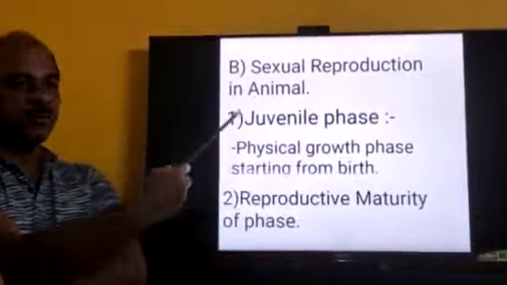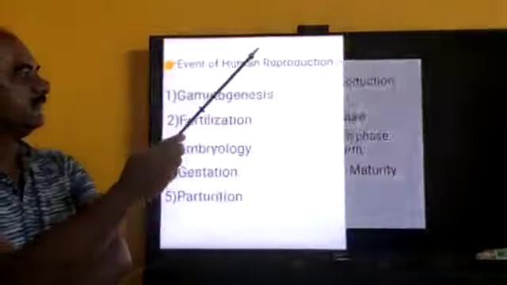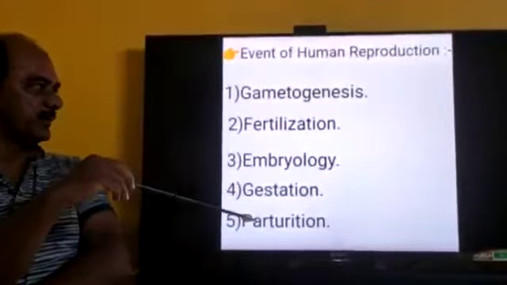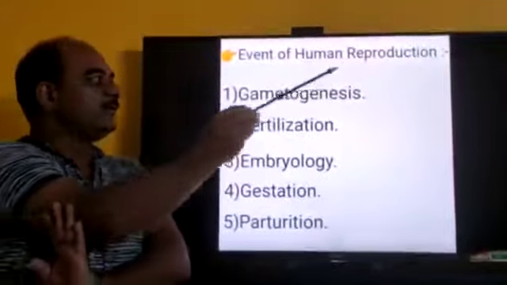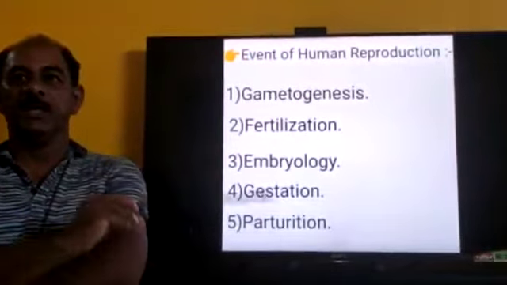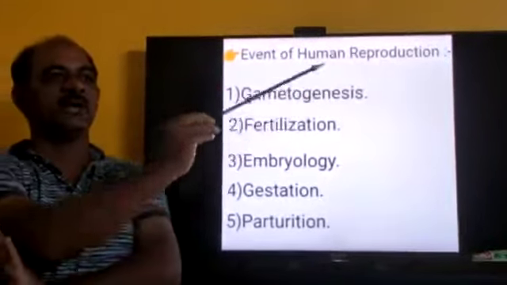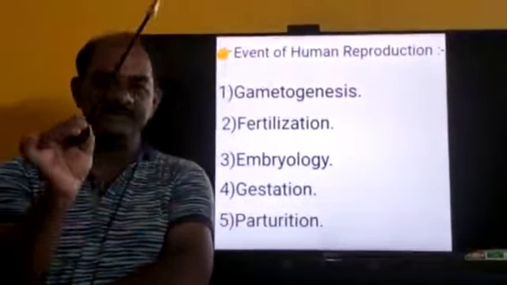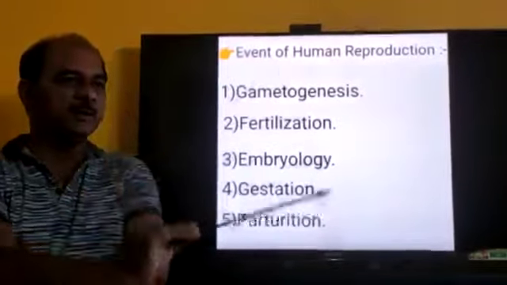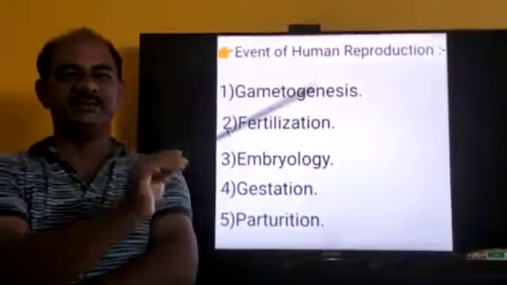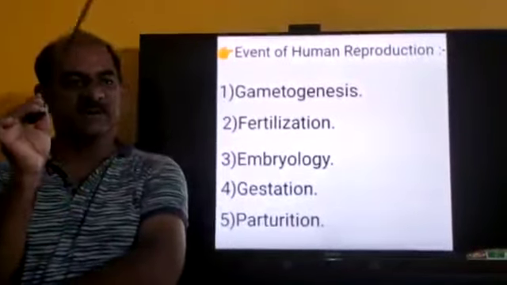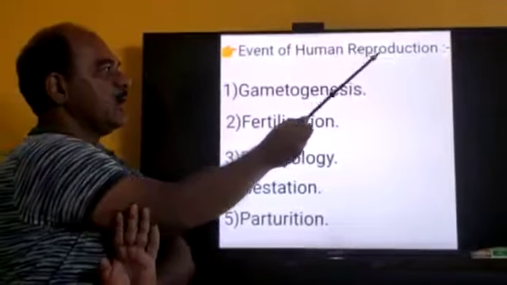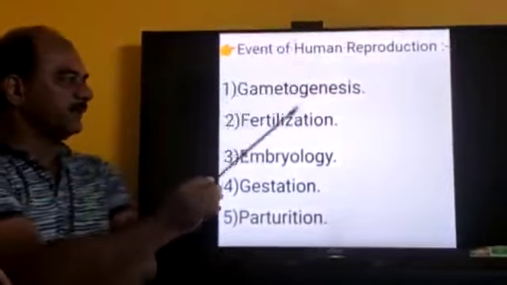So in the case of humans, in the next part, some events of human reproduction occur. From our point of view, that is human reproduction. In humans, sexual reproduction takes place. In humans, internal fertilization occurs. In humans, the male reproductive system and female reproductive system are completely separate. So some events occur during human reproduction.